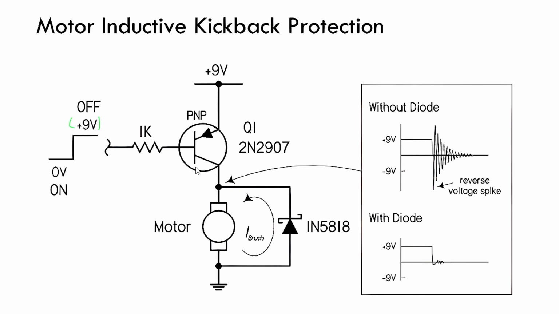This is the base, this is the emitter, and this is the collector. If someone applies 0 volt to the base, current starts flowing in this direction to the base. Current also flows from here to here and runs the motor. So this circuit starts when someone applies 0 volt, and if someone applies 9 volt, then the circuit stops.